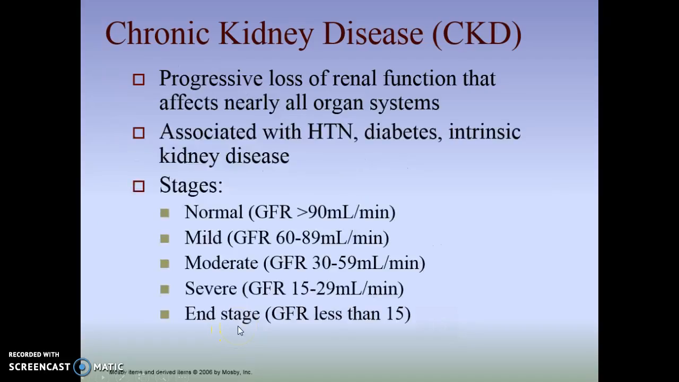Right? But then you can develop chronic kidney disease. And this is just simply going to be a progressive loss of renal function, and eventually it will start to affect all organ systems. Associated with extended or chronic hypertension, diabetes, intrinsic kidney disease, something going on specifically with the kidneys. And this is going to be at a variety of stages, right? Normal, your glomerular filtration rate is 90 mils per minute, but then you have mild, moderate, severe, and end stage, where you see the decrease in the glomerular filtration rate.